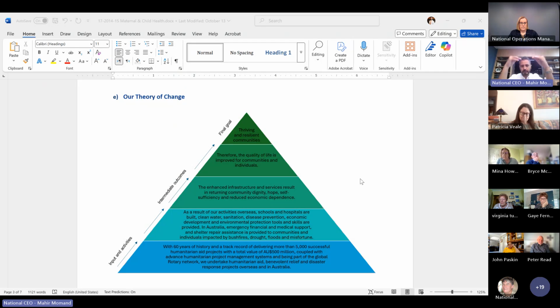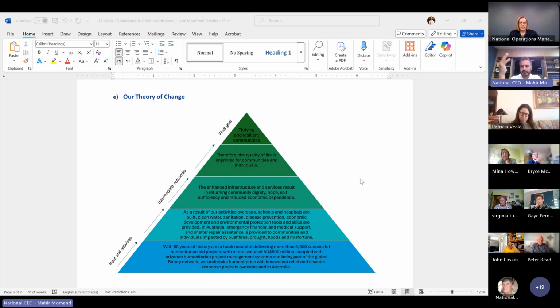And then once you move to the next level, that results in the enhanced infrastructure and services resulting in returning community dignity, hope, self-sufficiency, and reduced economic dependence, right? And then that leads to, therefore, the quality of life of people being improved in communities where we serve, right? And then finally, at the very top of the pyramid, the communities that we work with are thriving and resilient, right? So that's the end goal.